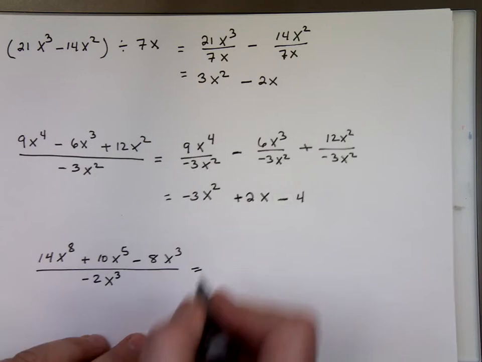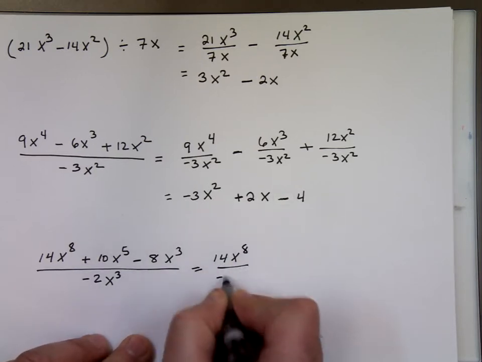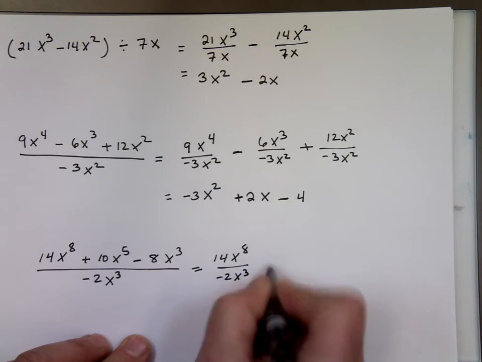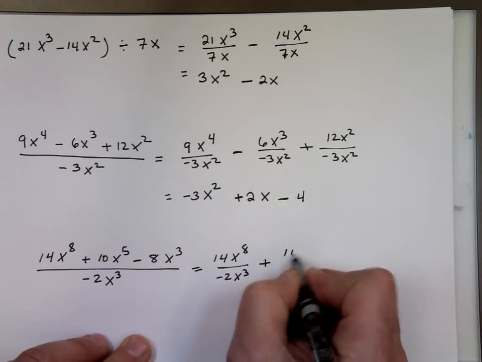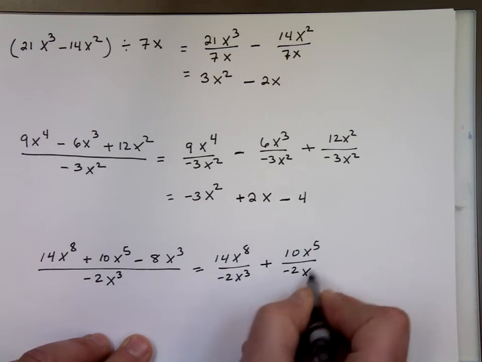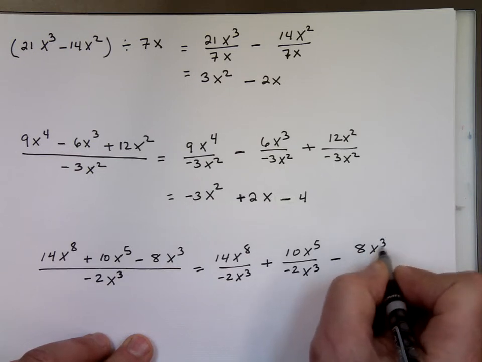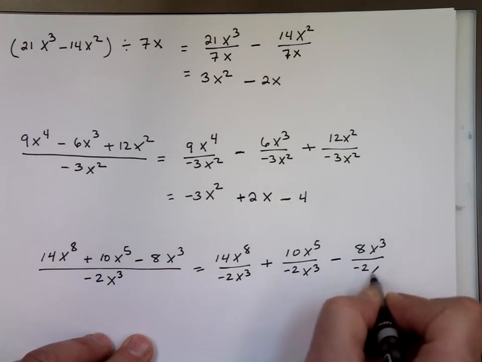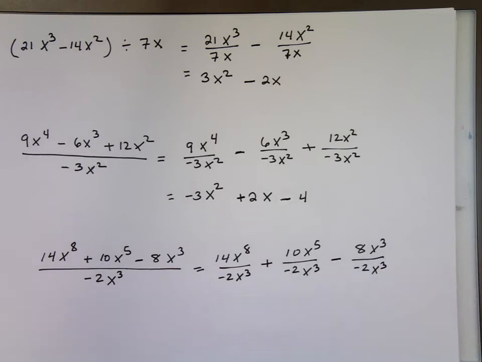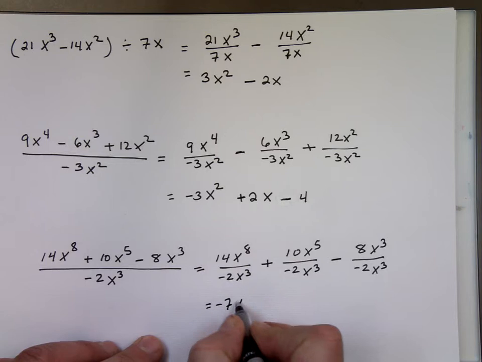Break it down again to 14x to the 8th over negative 2x to the 3rd, plus 10x to the 5th over negative 2x cubed, minus 8x to the 3rd over negative 2x to the 3rd. The first one is what? Negative 7x to what? Fifth.